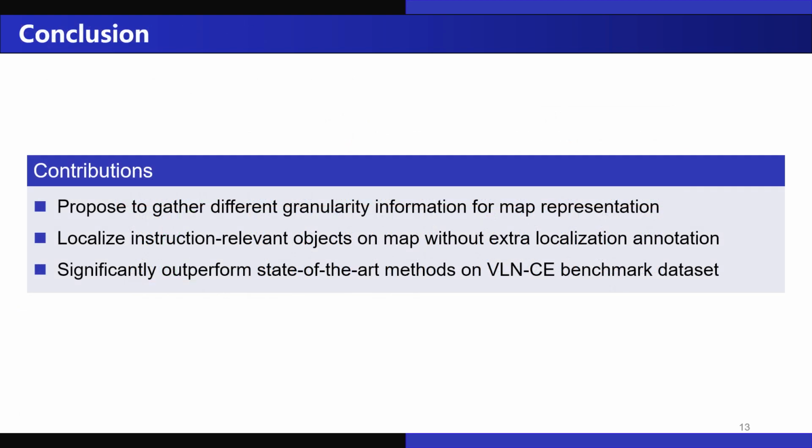In conclusion, to solve the problem that current maps provide insufficient information for the VLN task, we propose to gather different granularity information for map representation. Moreover, to make the map better represent diverse objects described in instructions, we propose a weakly supervised auxiliary task for localizing instruction-relevant objects with no extra localization annotation. Experimental results show that the proposed method significantly outperforms state-of-the-art on the VLNCE dataset.